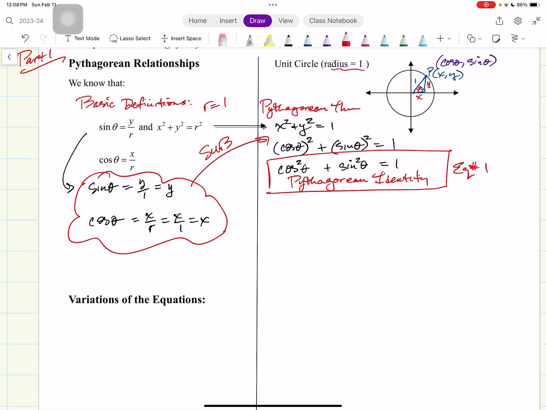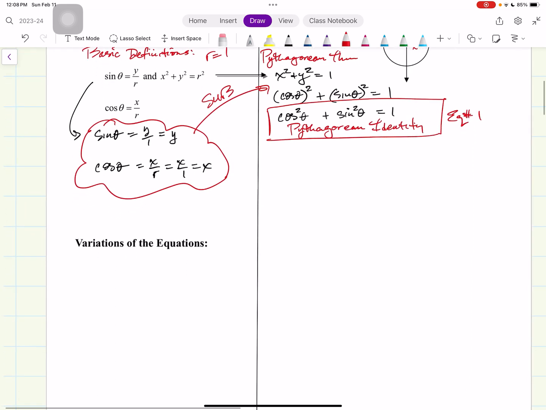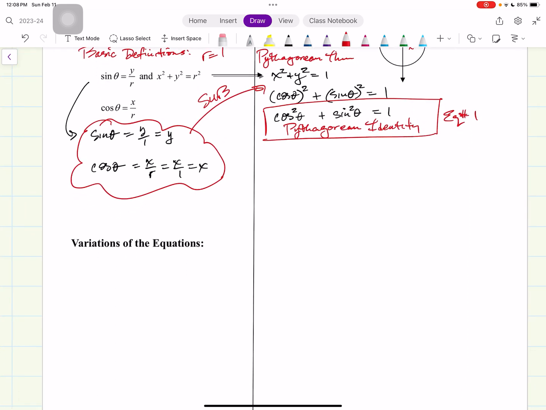So what we're going to do is take this identity right here and divide it by a function to develop other identities. Again, this is equation 1, our main Pythagorean identity: cosine squared theta plus sine squared theta equals 1. And by the way, this one has to be memorized because this one develops everything else. So really commit that to memory. We're going to use this one a lot in this section.